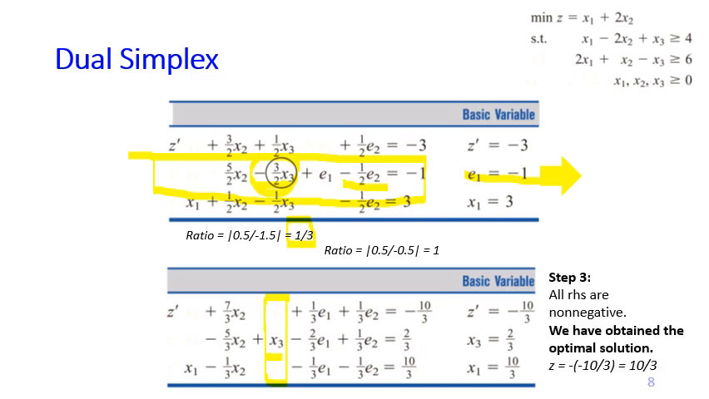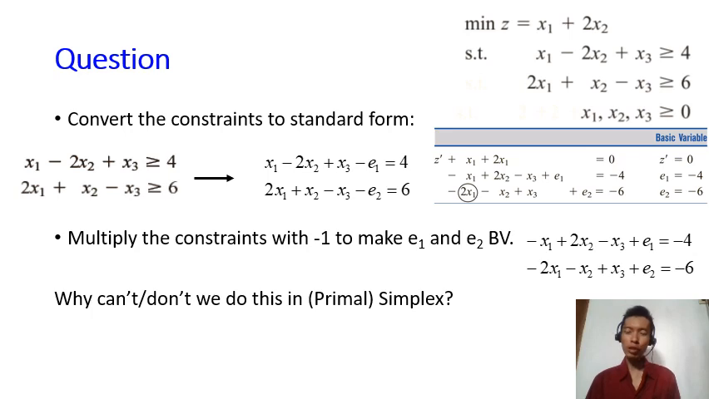So we conclude that because all right-hand sides are non-negative, we have obtained the optimal solution. However, remember that we multiplied the objective function with -1, so z becomes z prime, and z prime equals minus 10/3, such that the original z is minus of that. The original z is 10/3. So that's how we use the dual simplex to solve a normal minimization problem.